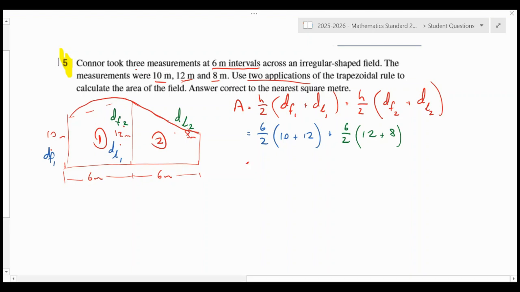So that's going to be 3 times 22, and that's going to be 3 times 20. So we're going to have 66 plus 60, which will equal 126 meters squared. And it's said to the nearest square meter, and that's what we've got. And that, my friends, is the answer. All right, enjoy.